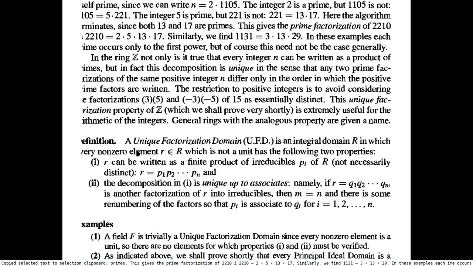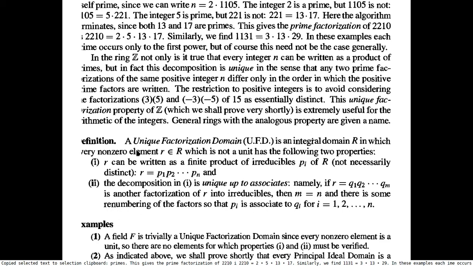So a UFD is an integral domain in which every non-zero element which is not a unit has these two properties, right? It can be written as a finite product of irreducibles. Remember, we do not have a notion of prime in an abstract integral domain, right? We just know we have stuff generated by elements, and they can be prime ideals. So that's the first condition. The second condition is that the decomposition you get after writing r as a finite product of irreducibles is unique up to associates.